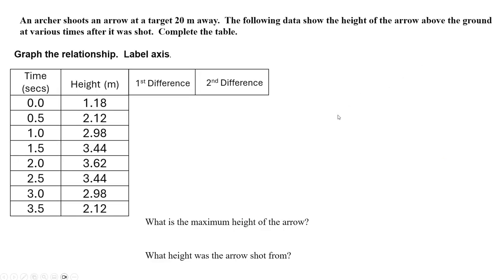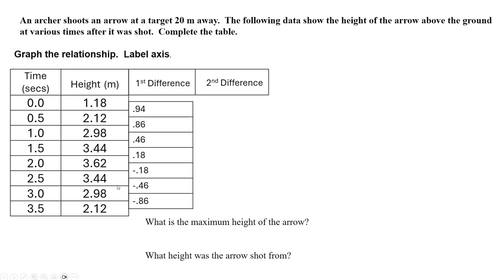An archer shoots an arrow at a target 20 meters away. The following data shows the height of the arrow above the ground at various times after it was shot. Complete the table. Okay, so these are like our x and our y values. Our time will be along the x-axis, and our height will be along the y-axis.